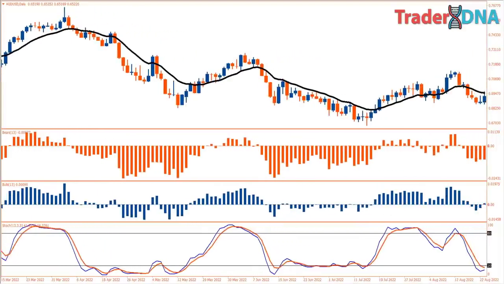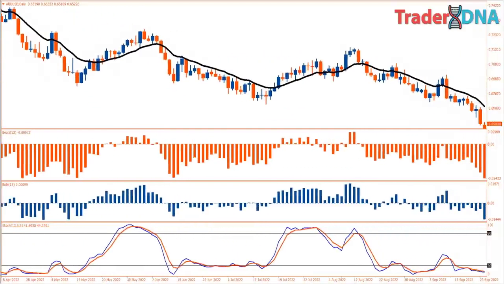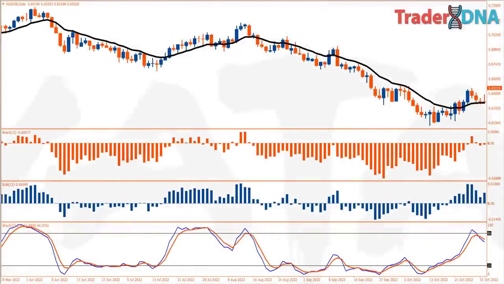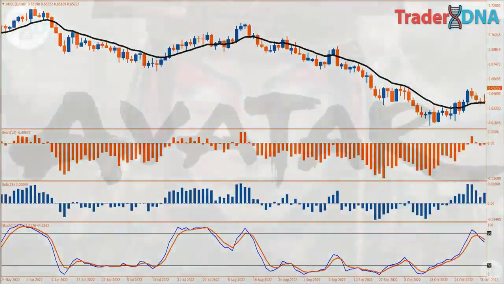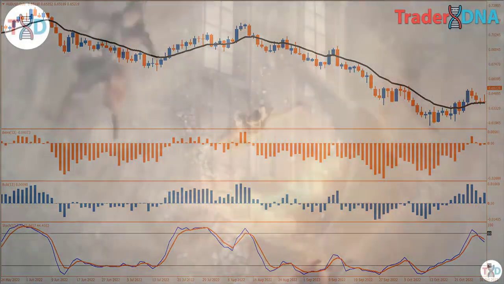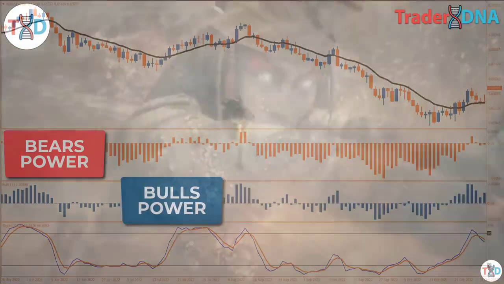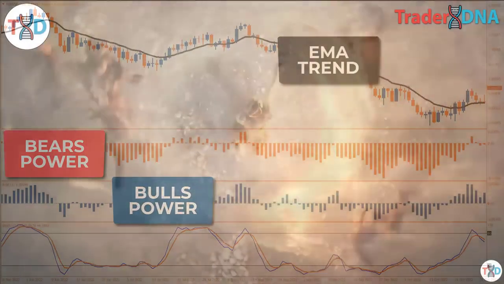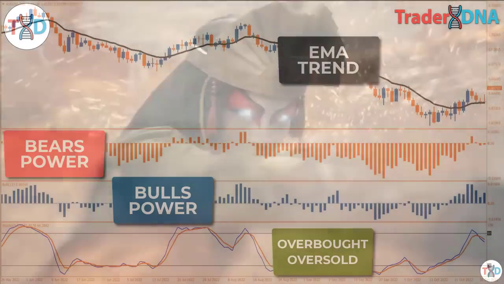Here's a robust strategy capable of tripling the accuracy of the Elder Ray trading strategy while maximizing its profit potential. This strategy is known as the Avatar trading strategy as it involves four main elements of market technical conditions: bullish power, bearish power, market trend, and market saturation or overbought and oversold conditions.